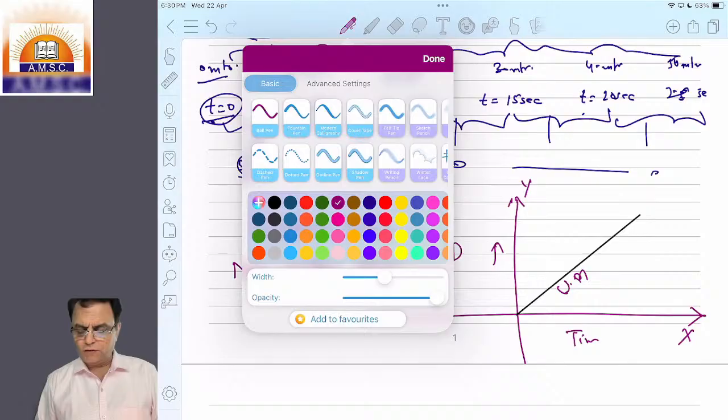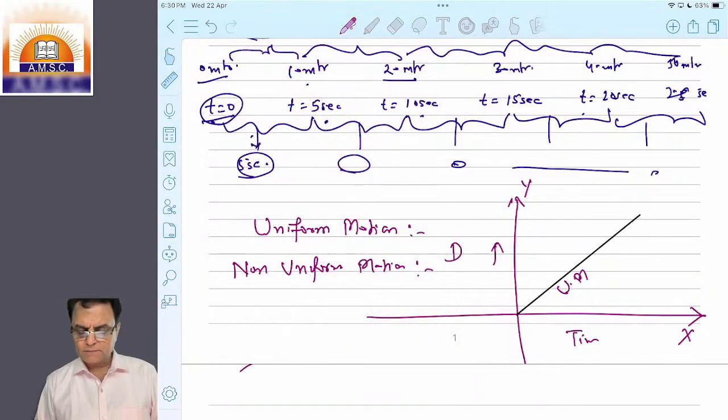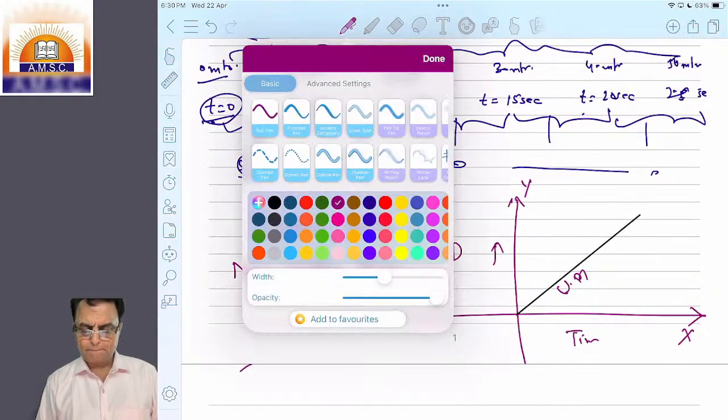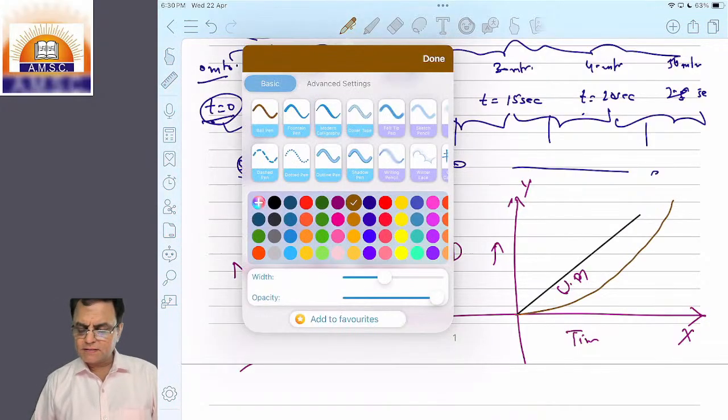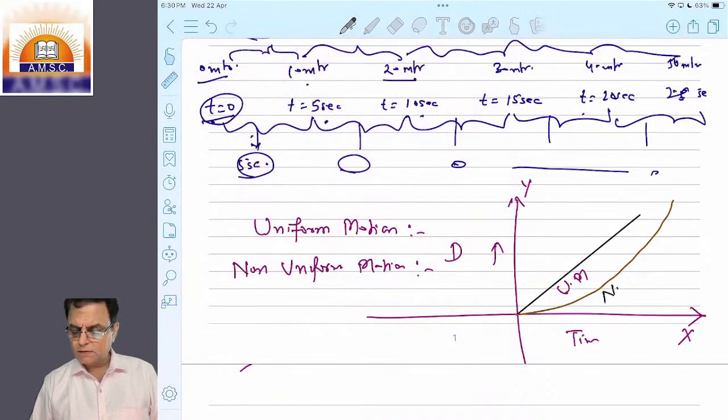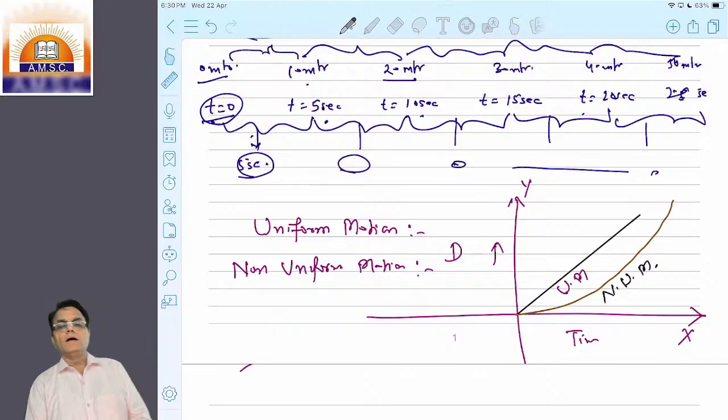And suppose if we have such kind of structure like this, then it represents non-uniform motion. अन्वेषणा clear बेटा? अन्वेषणा, आराधना clear है बेटा? Yes, sir. धैर्य? Yes, sir. Clear.